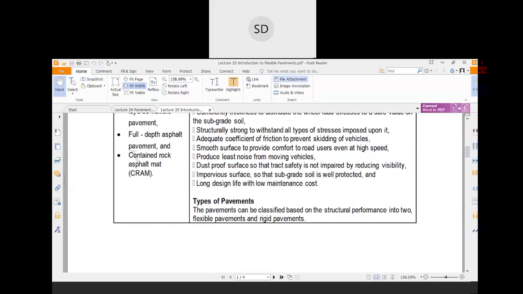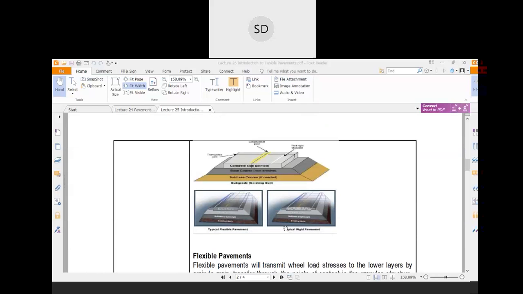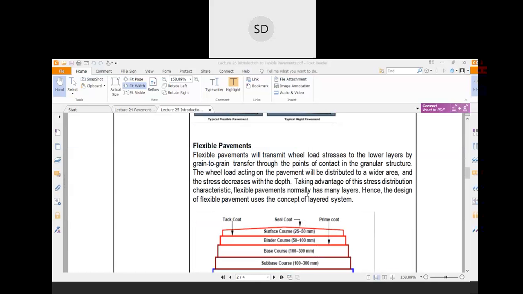Now, there are different types of pavement, and primarily they are classified into two types. One is flexible pavement and another one is rigid pavement. These are the different layers of the flexible and rigid pavement. We will discuss this in detail.